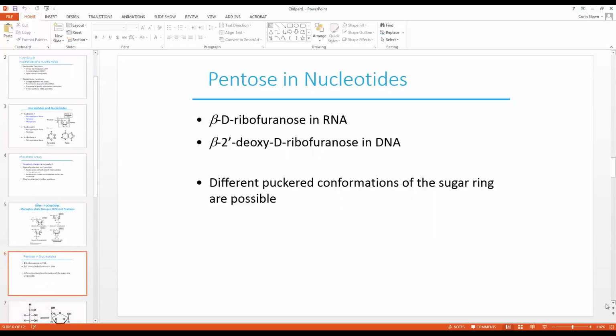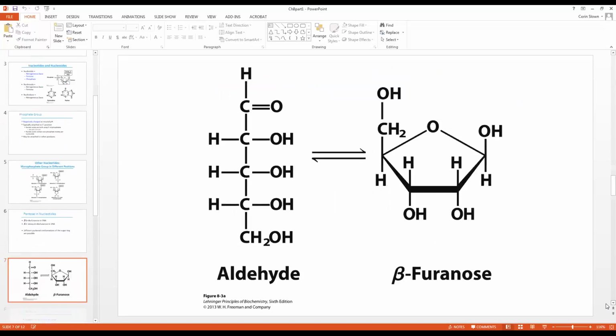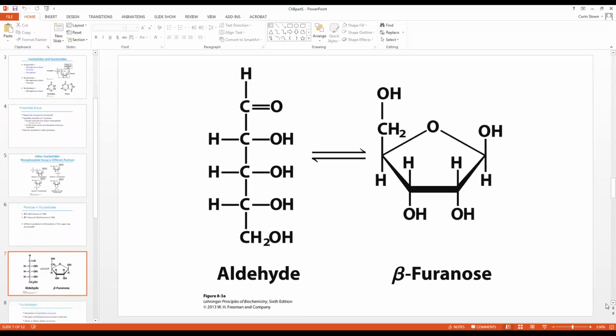If you take a look at pentose and nucleotides, the beta-D-ribofuranose in RNA and the beta-2'-deoxy-D-ribofuranose in DNA. These are different puckered conformations of the sugar ring. And again, since we know the structure determines function, there's an energy associated with this puckering. If you take a look at aldehyde and the way that it forms beta-furanose, this is, again, a reminder of our anomeric position.